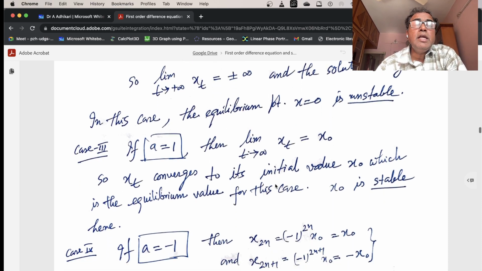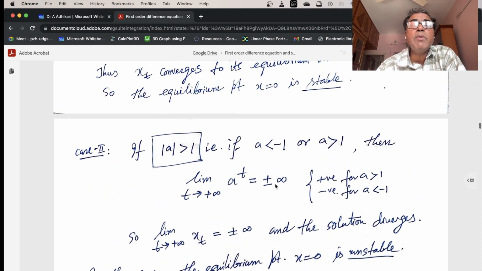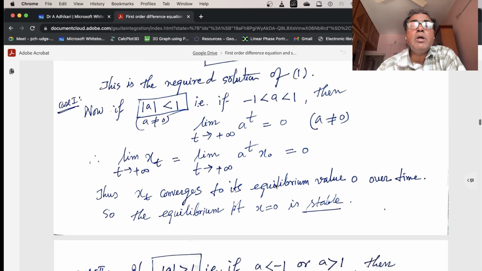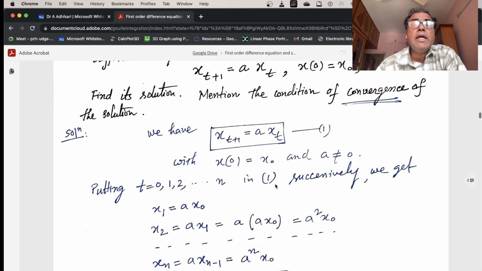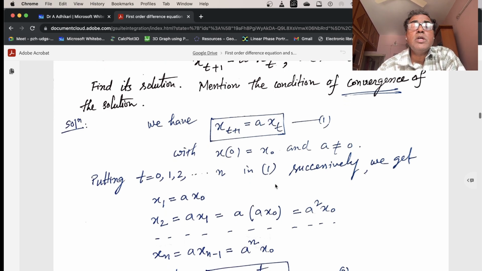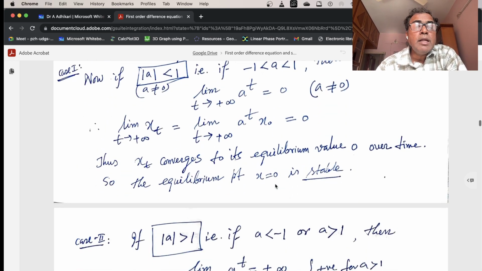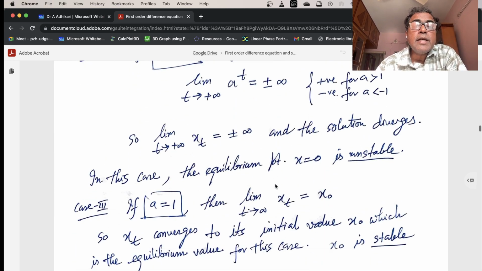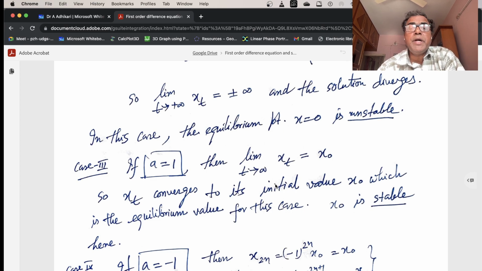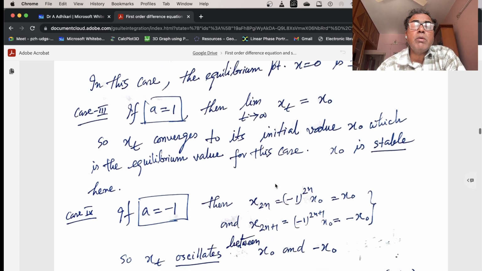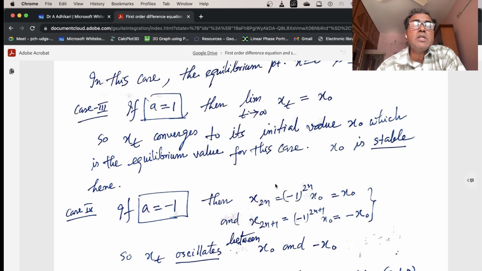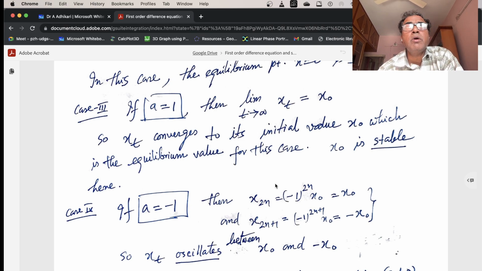Case 3: if a equal to 1, then the equation is xt plus 1 equal to xt. Here a equal to 1, so xt plus 1 equal to xt. So in the third case, a equal to 1, the limit as t tends to infinity of xt is x0. So xt converges to its initial value x0, which is the equilibrium value in this case. So x0 is stable here. All values xt plus 1 equal to xt equal to dot dot dot equal to x0.